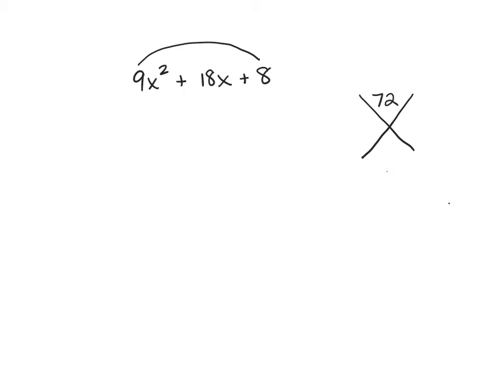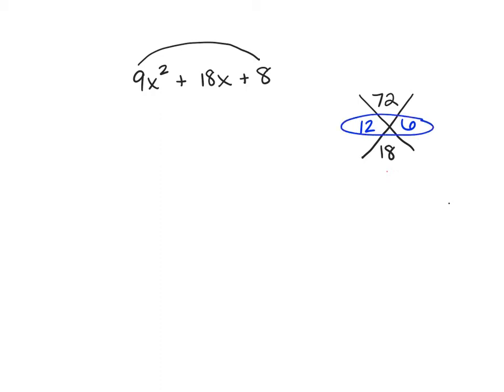So let's do one more example. 9x squared plus 18x plus 8. I can use my x to help me out. So 9 times 8 is 72. And then the 18 goes on the bottom. So 2 numbers that multiply to 72 and add to 18. Those 2 numbers are going to be 12 and 6.